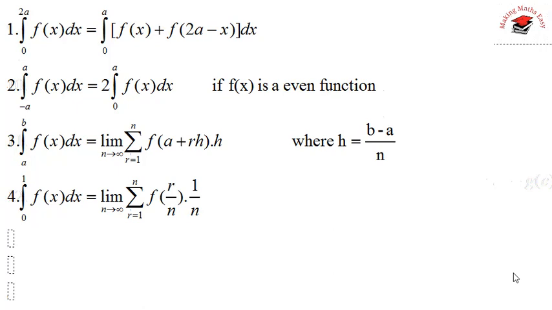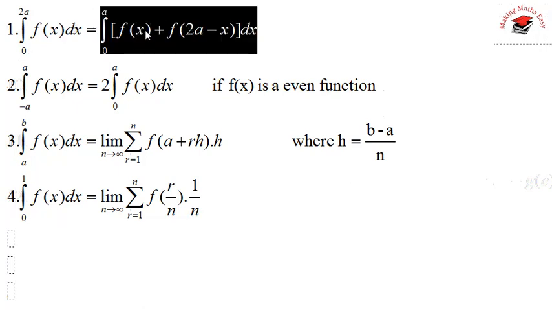So the first theorem here is the integration of 2a to 0 f of x dx, whose integral is equal to the integral of a to 0 of f of x plus f of 2a minus x dx. So let us take this first sum. We will only write this RHS part because we are going to prove that RHS is equal to LHS.